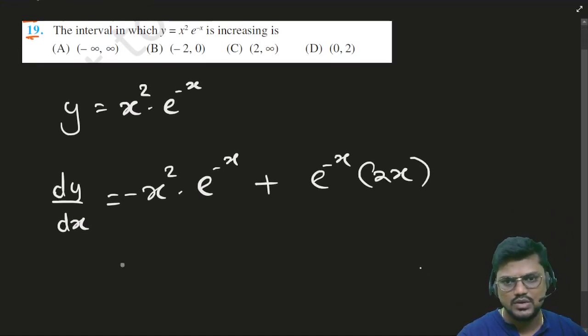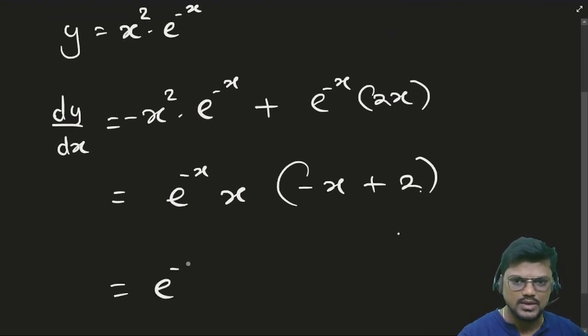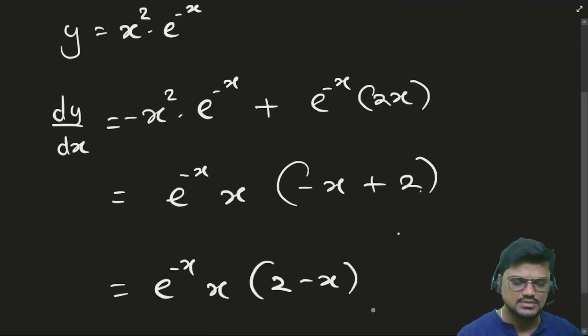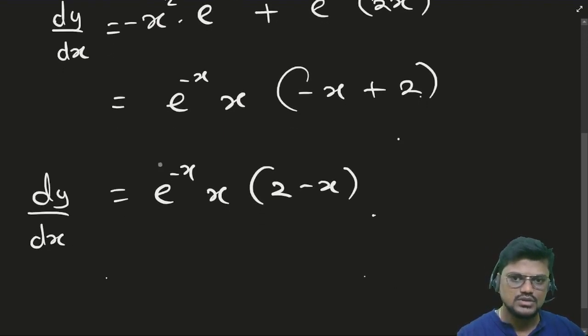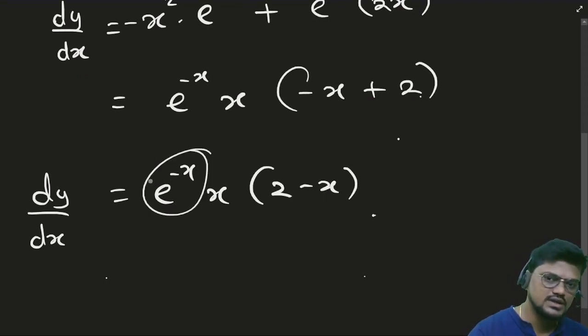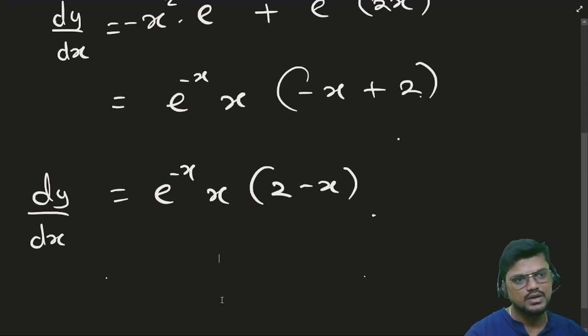That's it. Now what is common in this? E raised to minus x and x are common. So what you get is e raised to minus x, x into 2 minus x. This is your dy by dx. Now this e raised to minus x will never be negative, because it is 1 upon e raised to x, and e is a positive number. A positive number to any power is always positive. So it does not depend on this.